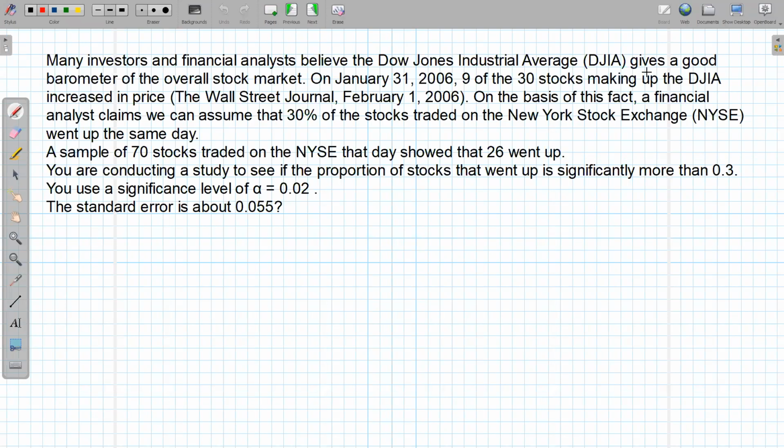So looks like we have a hypothesis test here. This should look familiar. It was a homework problem from last week, but I made a slight twist to it.